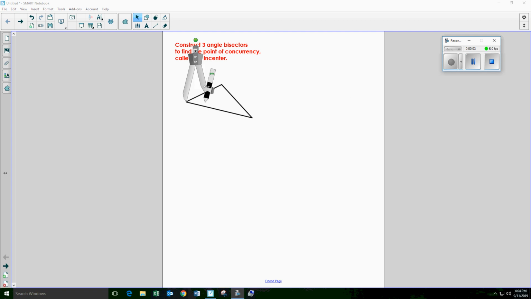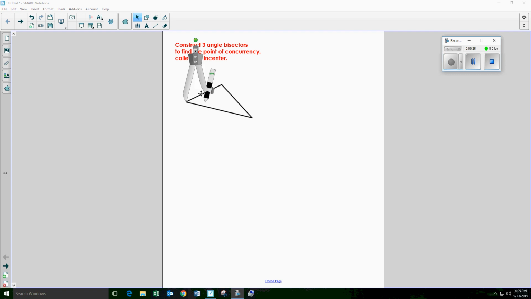I'm going to show you problems 4 and 5 from that worksheet. The first one asks you to find or construct 3 angle bisectors and find the point of concurrency, and it asks you what it's called. I'm telling you right now, it's called the incenter. So we do 3 angle bisectors, one from this angle, one from this angle, and one from this angle. Where they intersect is called the point of concurrency.